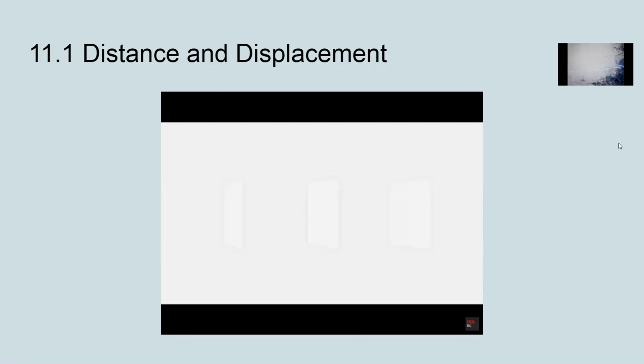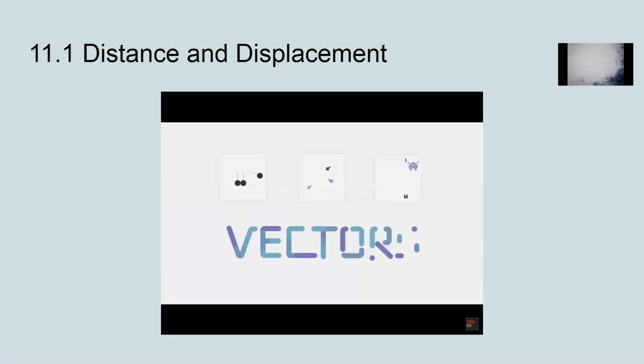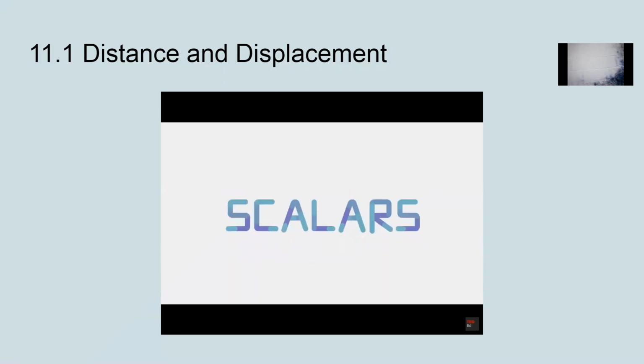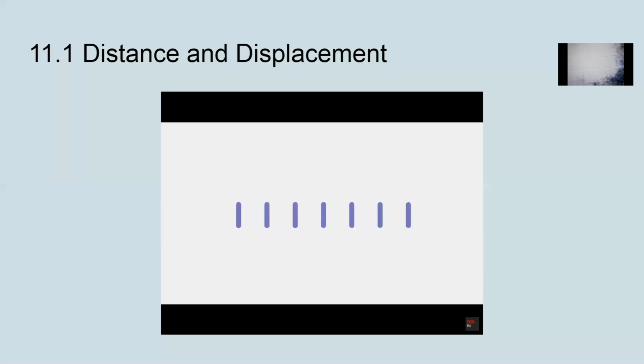Physicists, air traffic controllers, and video game creators all have at least one thing in common: vectors. What exactly are they, and why do they matter? To answer, we first need to understand scalars. A scalar is a quantity with magnitude. It tells us how much of something there is.